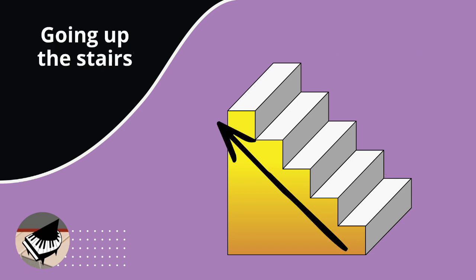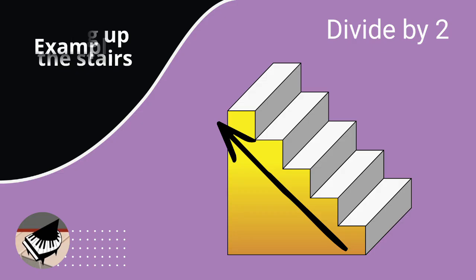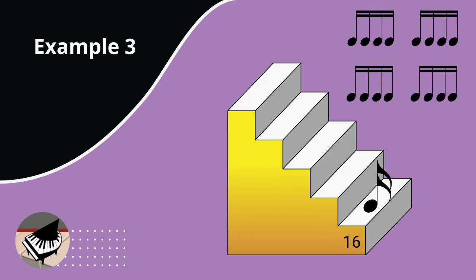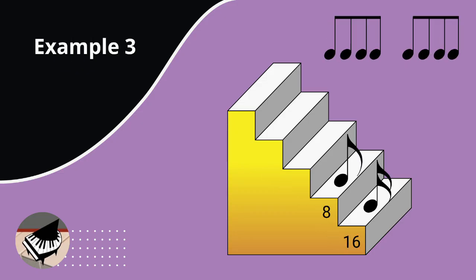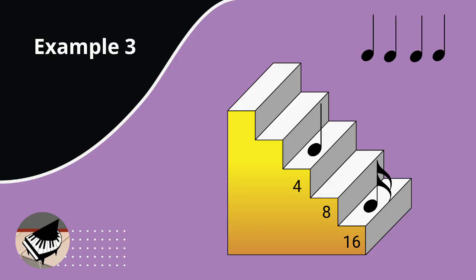Going up the stairs, the process is reversed, and you divide by 2. Starting on the bottom step with 16 16th notes, divide by 2, you get 8 eighth notes. Divide by 2 again, 4 quarters, then 2 half notes, and finally 1 whole note.